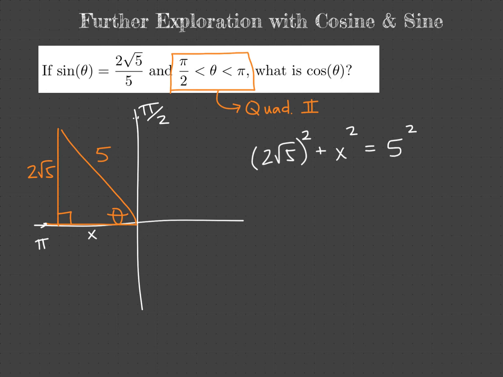So setting up our Pythagorean theorem, I called our missing side length x since it's an x value, and then we need to square 2 root 5. That means squaring both parts, so we're squaring the 2 and we're squaring the root 5. Root 5 squared is just plain old 5. So we end up getting a 4 times a 5 there, so that term ends up being 20. So we'll have 20 plus x squared equals 25, giving us that x squared equals 5.